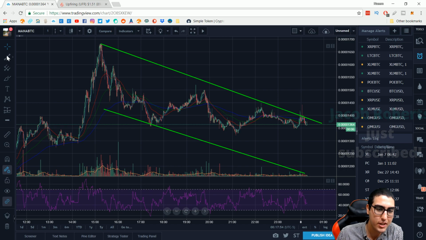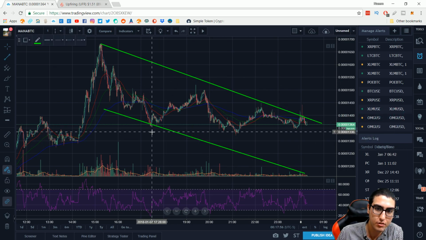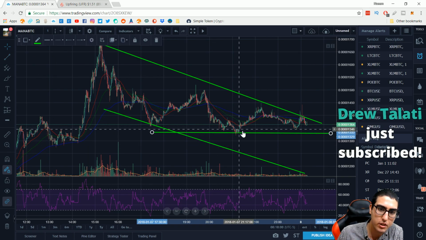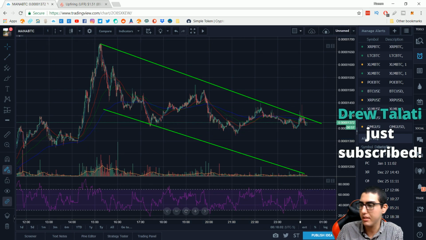you see there's obviously a flag continuation here. Once this flag continuation concludes itself, you can see it's starting to find a little bit of support. Here's what you guys want to look for when looking at a flag continuation. I'm going to make this very clear for you guys.